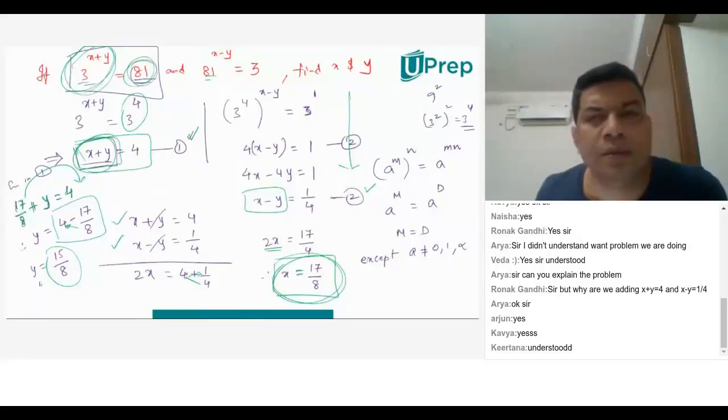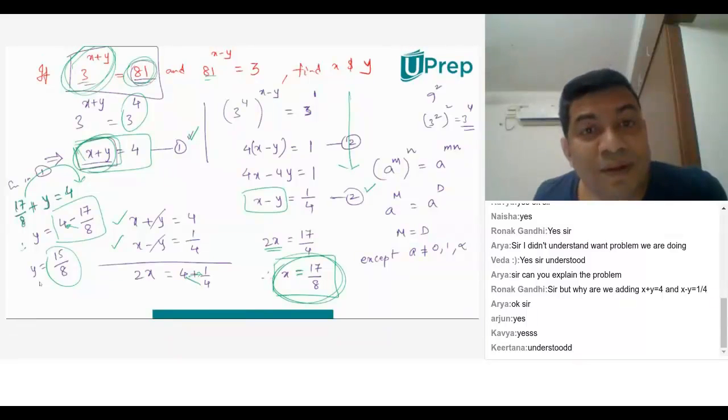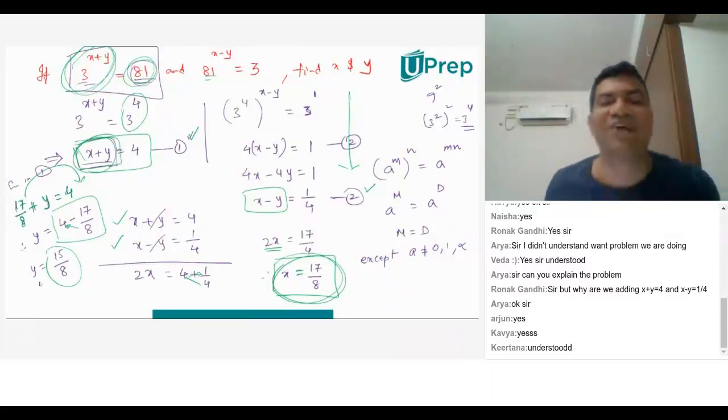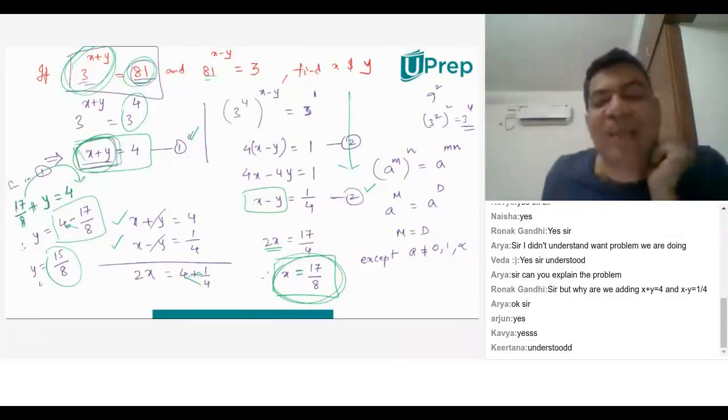Sir, you have written x plus y is equal to 4 and below that x minus y is equal to 1 by 4. Why are we adding that? How did you do it then? No, ma'am. No, sir. I want to ask only why are we adding them? I am not getting it. Okay. Why are we adding?